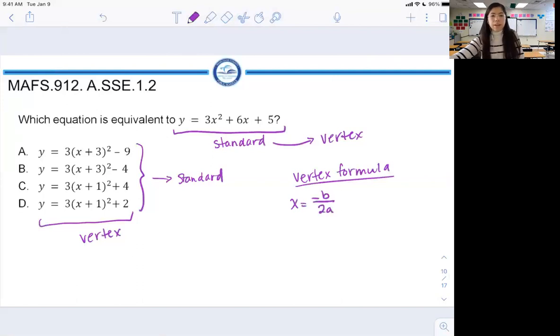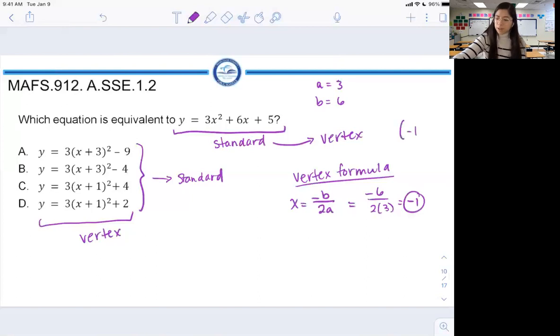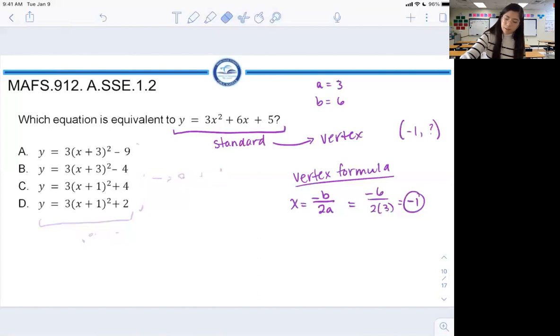All right, so let's plug that in. Negative b over 2a. What's my b? 6. A is 3 and b is 6. So negative b over 2a, that would be negative 6 over 2 times 3, which equals? Negative 1. So I know that my vertex eventually is going to be negative 1 comma something. So which answer choices can I eliminate? A and B. I can eliminate A and I can eliminate B.